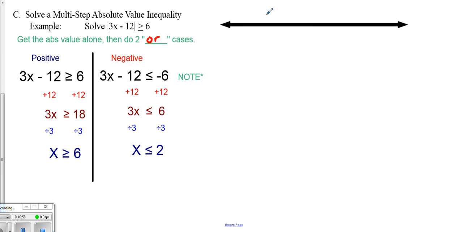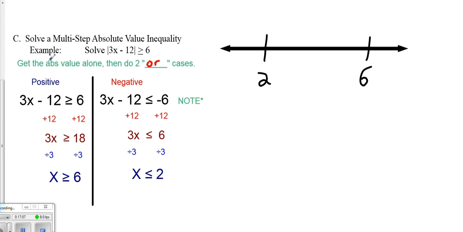So again, we make our marks. Positive 2, positive 6. For our positive case, x is greater than or equal to 6. So it would be filled in at 6, and it's everything above that that fits. For this negative case, x can be equal to, so a filled in circle at 2, but it's everything less than that that works. Because it's an OR case, we want all the places where either one can be true. So all of these ones work, all of these ones work.